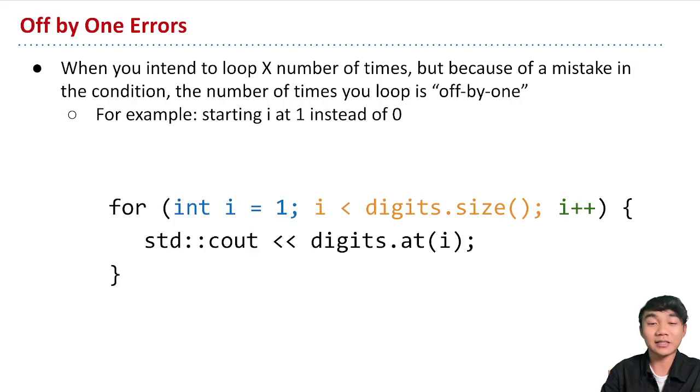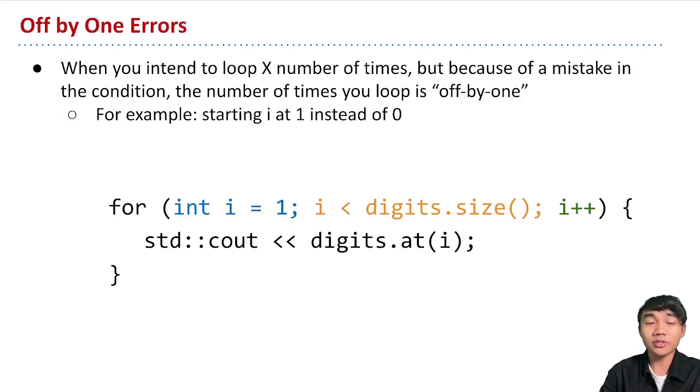And this is a mistake that's very common and it's totally reasonable, especially since you might still be getting used to zero indexing. So in here we have an example of an off by one error where you might have started your initialization variable at 1 instead of 0. And because we have zero indexing and the first element is always accessed at the 0th index, you'd be accidentally skipping the first element within the digits vector with this for loop here.